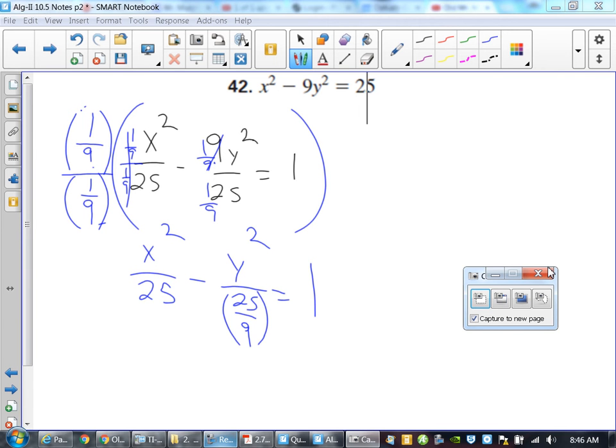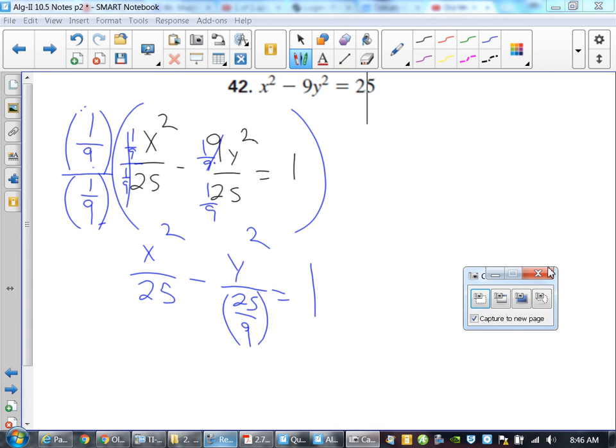But now that you know the trick, the rest of the problem's pretty quick. You know it's an x squared hyperbola, so it's going to go left and right. Your a squared value is 25, your b squared value is 25 over 9. So if b squared is 25 over 9, what would b be? 5/3. So it works out real quick.